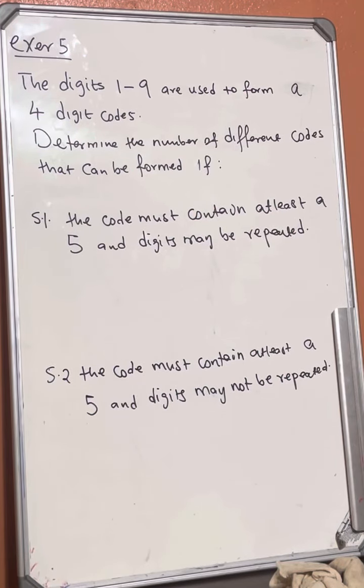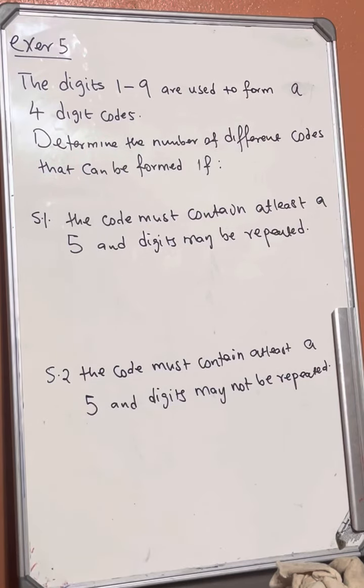Okay, welcome back again. We are at exercise 5. Remember, we're trying to approach the counting principles questions. Now, look at exercise 5. The digits 1 to 9 are used to form a 4-digit code. Determine the number of different codes that can be formed if the code must contain at least a 5 and digits may be repeated. Okay?